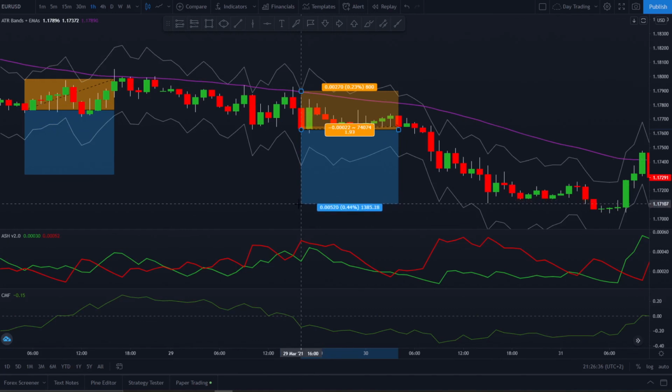Do not forget to test the strategy out and see its true win rate before considering using it.